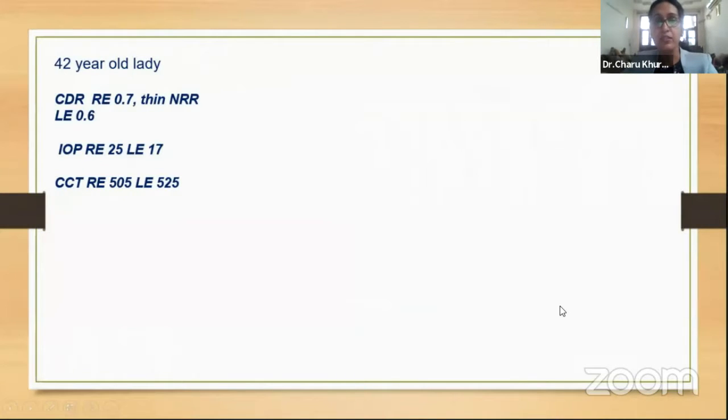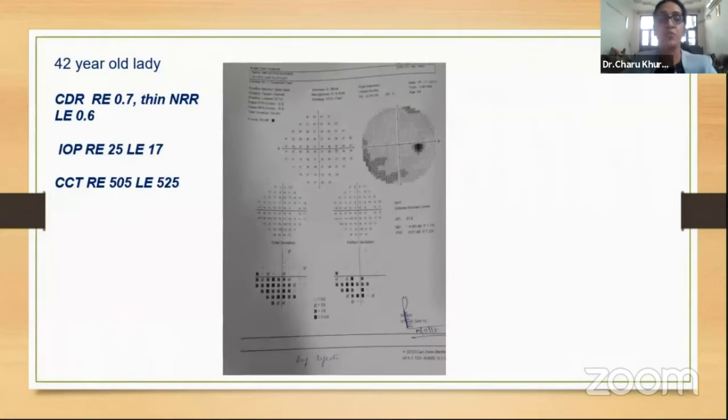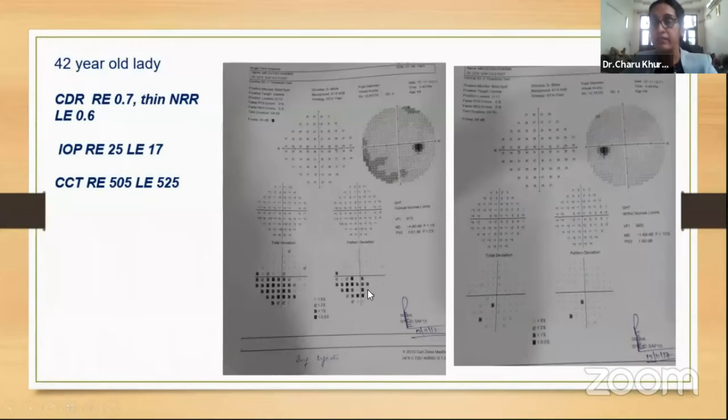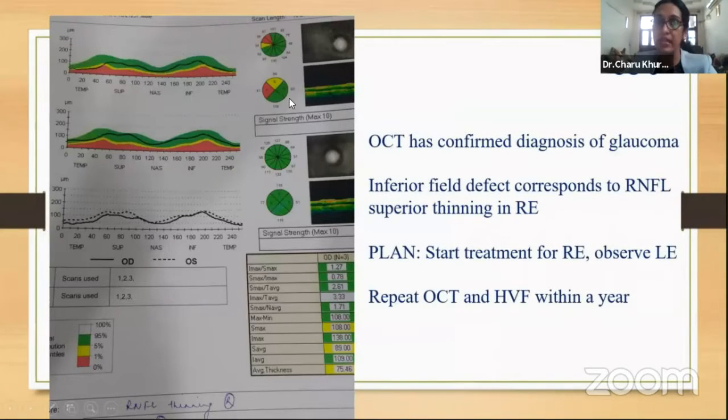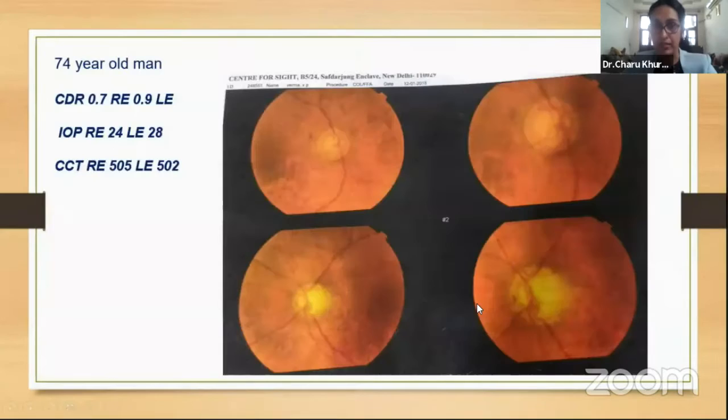I'm going to show you here a few other clinical cases. This is a patient with 0.7 cupping in the right eye and 0.6 in the left eye. And the IOP was elevated in the right eye. The corneal thickness was on the thinner side. We found that there was an inferior field defect. So this is the first indication we talked about, where an OCT will help us to confirm whether this visual field defect is really glaucomatous. And we repeated this and we found that the OCT has confirmed the diagnosis. The inferior field defect is indeed corresponding to the superior RNFL thinning. And this patient was started on treatment in the right eye, and the left eye was monitored.